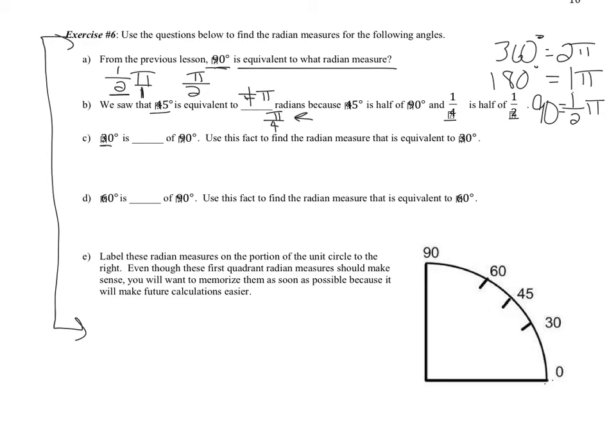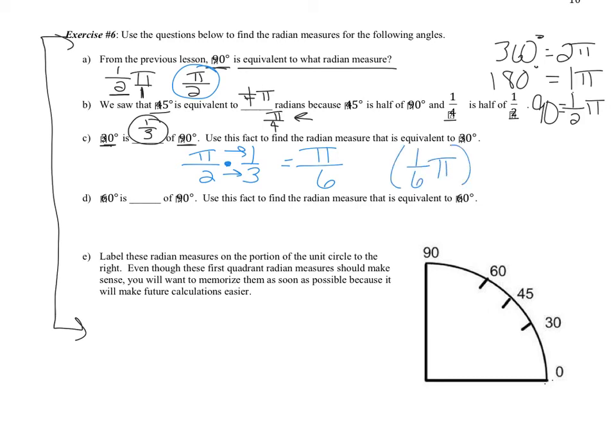So here our next thing says 30 is what fraction of 90? So if I think about it, 30 is 1/3 of 90. So if we want 1/3 of something, we would just multiply that thing by 1/3. So remember that 90 is equal to pi over 2. We'll use that equal to 1/2 pi. So pi over 2 times 1/3 to get 1/3 of this 90. Multiply across is pi over 6, which could also be written as 1/6 of pi.